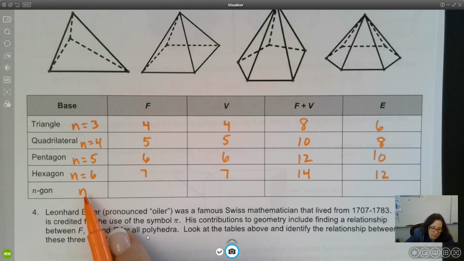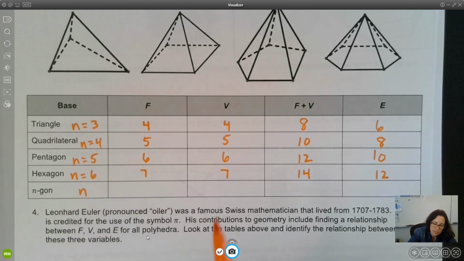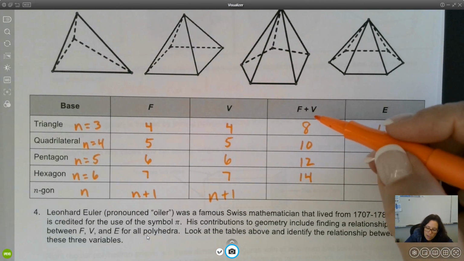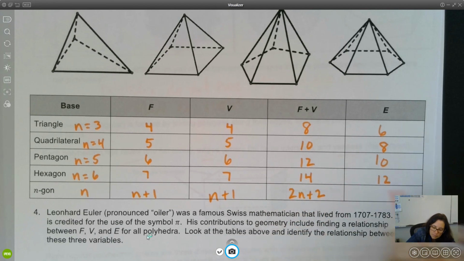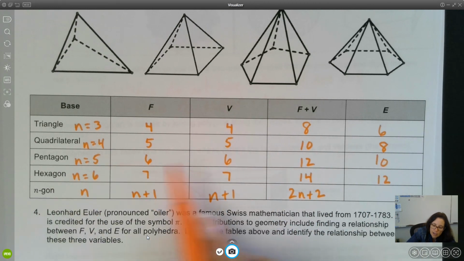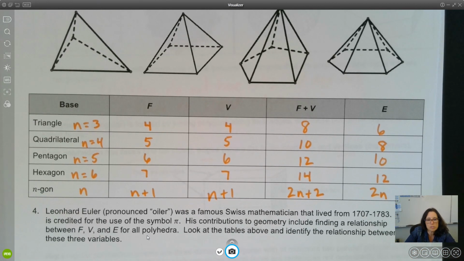Okay, now if you have an n-gon, what is going on with 3 to 4, 4 to 5, 5 to 6, 6 to 7? N plus 1. Same thing here, n plus 1. Faces plus vertices, if you add these together, don't you have 2n plus 2? 3 to 6, 4 to 8, 5 to 10, 6 to 12, n times 2. 2n is the formula to find the number of edges in a pyramid.